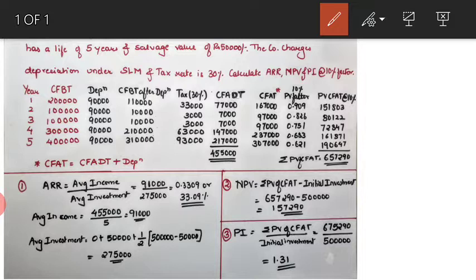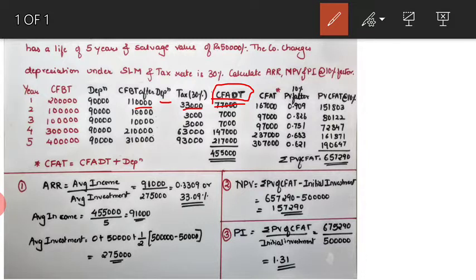Once tax is calculated, you have to deduct tax from CFBT. So 1 lakh 10,000 minus 33,000 gives you 77,000. What is that? That is cash flows after depreciation and tax, CFADT. How do we calculate that? It is cash flows before tax after depreciation minus tax.